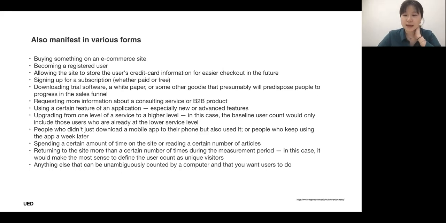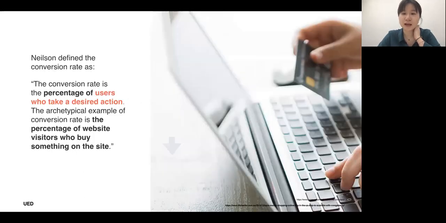I captured this one from Nielsen Norman, which talks about conversion and conversion rate and how it could manifest. Usually, how we understand it is a customer comes and gets something, or a customer comes and becomes a registered user, or we allow them to check out more easily, and then they sign up, stick with us, and become a subscription user. All those are how conversion manifests. And by definition, it is the percentage of users who take a desired action.